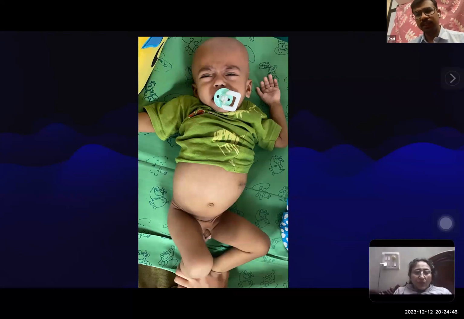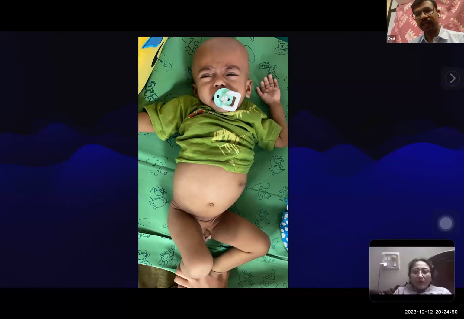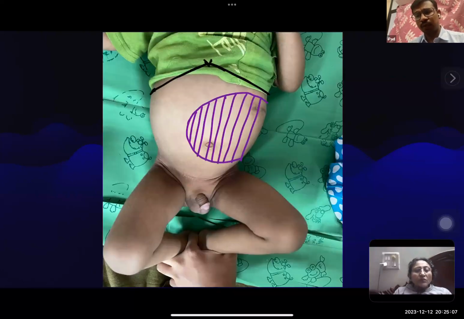Coming to my palpation, it's not warm, non-tender. A mass of size 12 cross 8 centimeters was present in the left lumbar region with extension into the left subcostal, umbilical, and left iliac fossa. Its superior extent is about 2 centimeters from the subcostal margin over the midclavicular line, and inferiorly it extends about 2 centimeters above the anterior superior iliac spine. Medially, it crosses the midline for about 2 centimeters. Laterally, it occupies the whole of the flank.